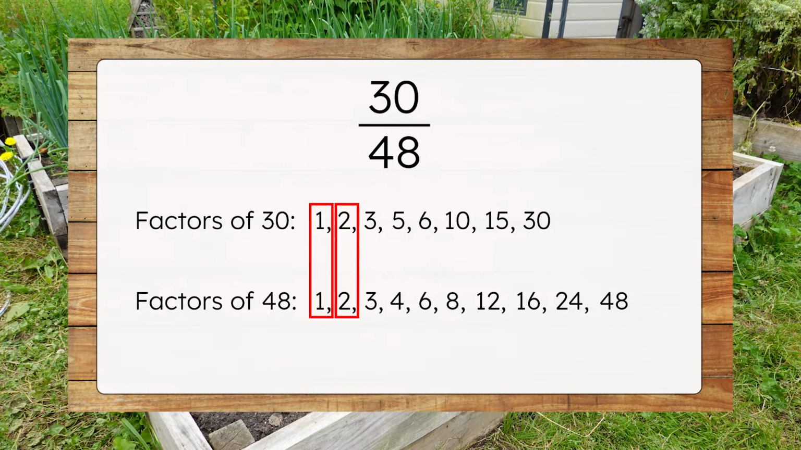1, 2, 3, and 6 are all the factors 30 and 48 have in common. 2, 3, and 6 are also the same numbers we divided by to find the simplest form. We know it took us 2 steps to get to 5/8 when we divided by 2, and then divided by 3, but only 1 step when we divided by 6. That means if we could find the greatest factor that two numbers have in common, we can simplify in just 1 step.